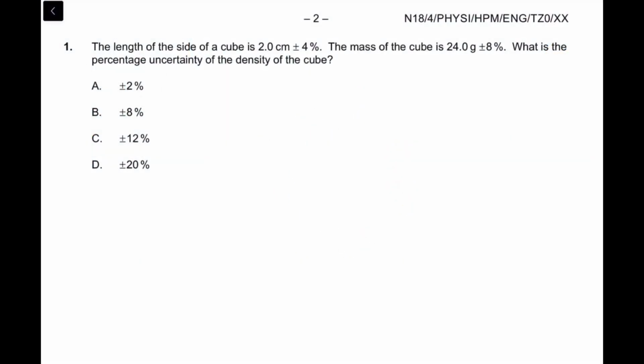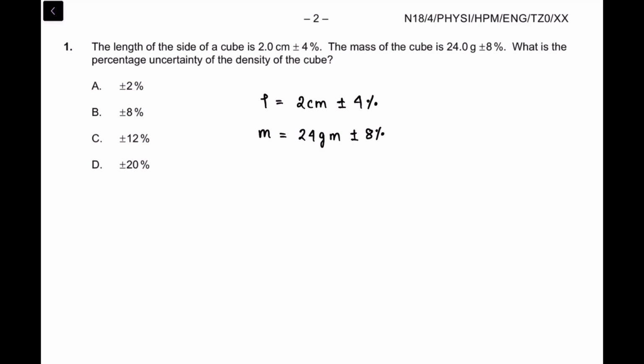To the first question, it is given that the length of the side of the cube is 2 centimeter plus minus 4%. So the length of the side is 2 centimeter, plus minus percentage error of 4%. Again, I can also write that the mass of the cube is 24 gram plus minus 8%, also given.